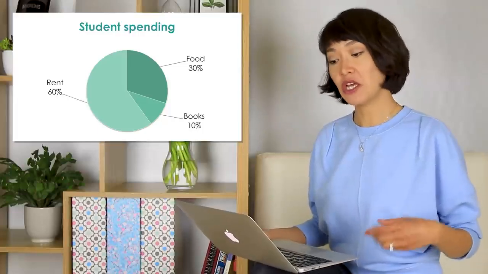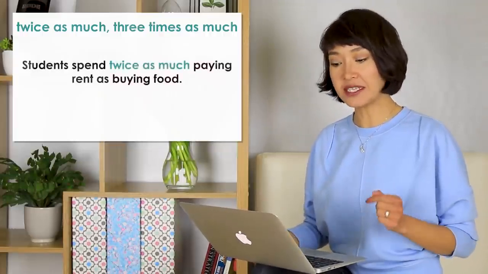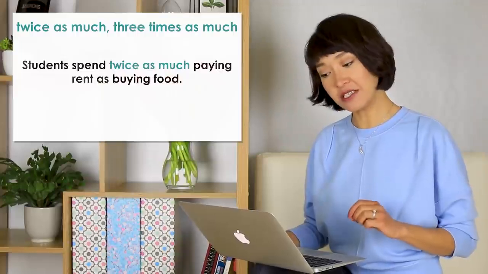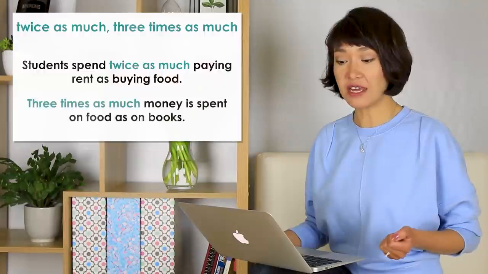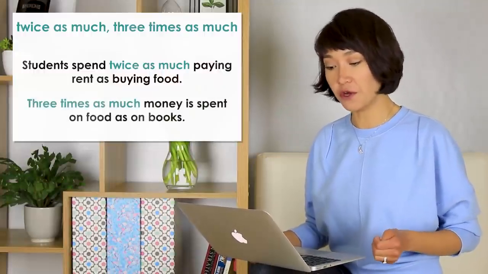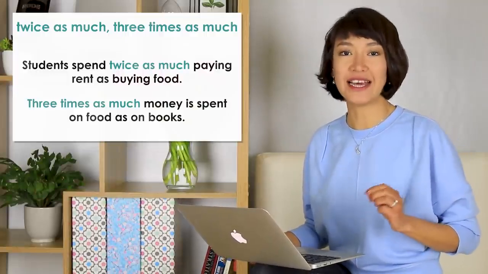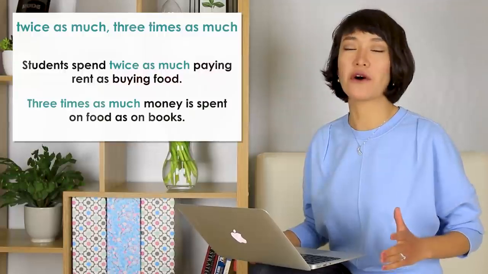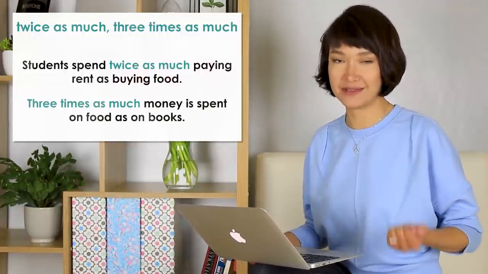You could say twice as much or 3 times as much. For instance, students spend twice as much paying rent as buying food. Or 3 times as much money is spent on food as on books. And that's the passive voice. Money is spent. And because the noun money is uncountable, it is spent.